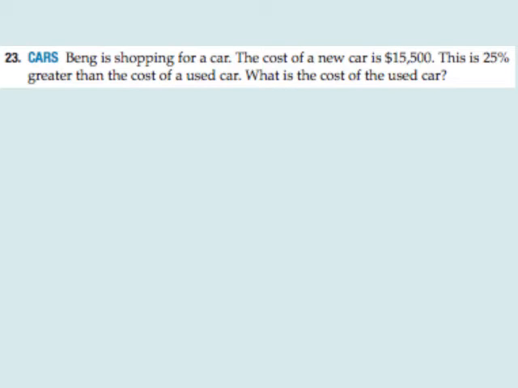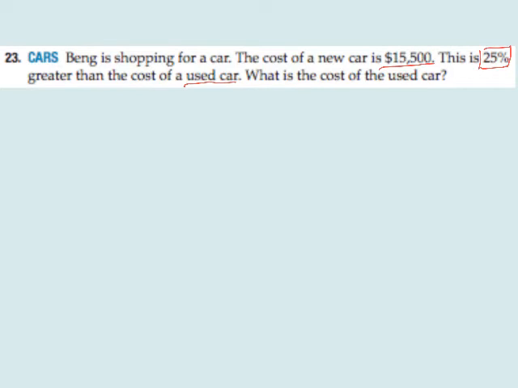Let's look at this word problem here. Bang is shopping for a car. The cost of a new car is $15,500. Oh, it's cheap. And that's 25% more than the cost of a used car.